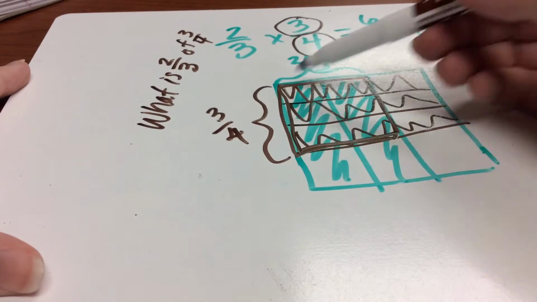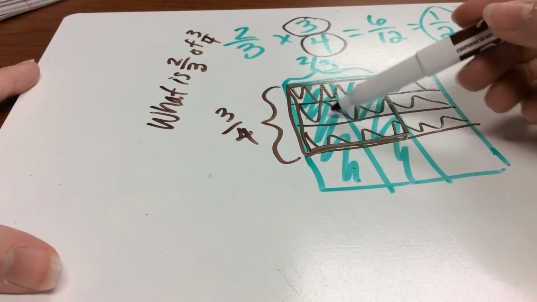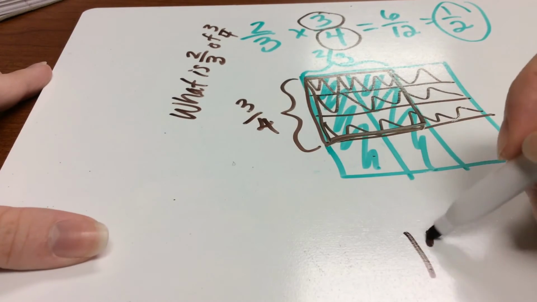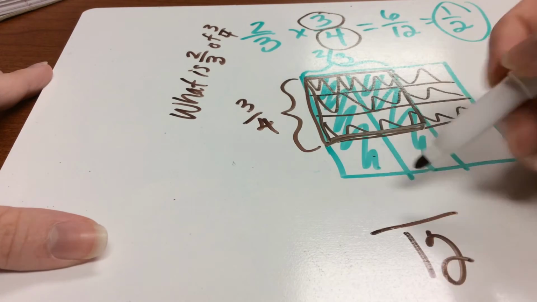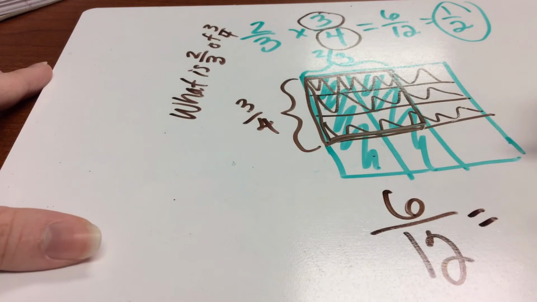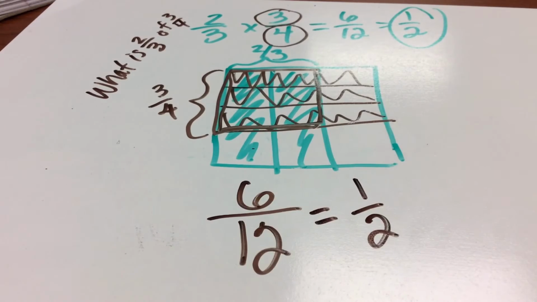And out of the whole entire piece, I have 1, 2, 3, 4, 5, 6, 7, 8, 9, 10, 11, 12. I have 12 pieces, and the ones that are double shaded are 1, 2, 3, 4, 5, 6. 6 out of 12, which is equal to 1/2.